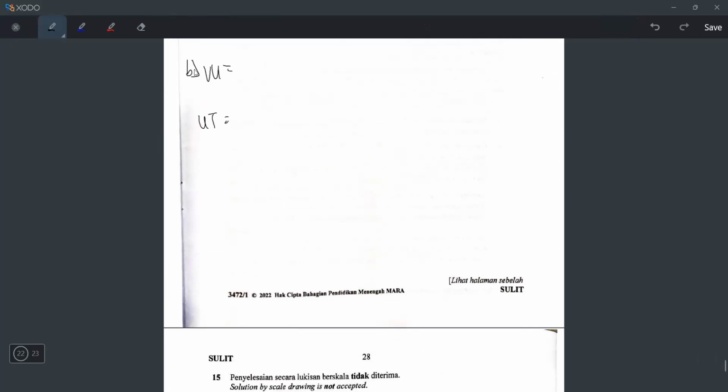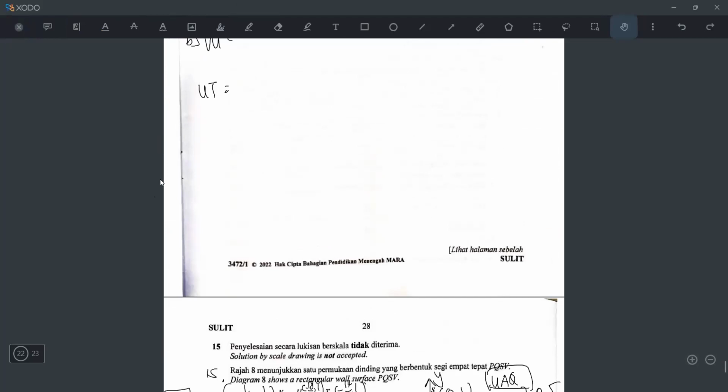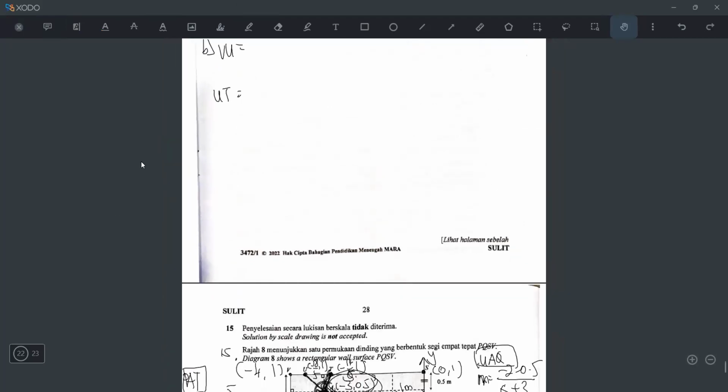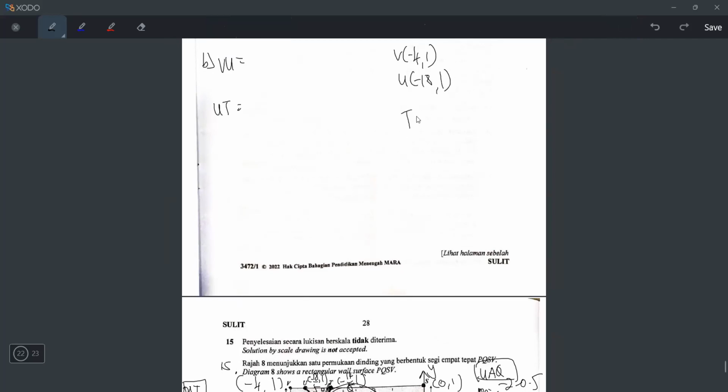So how to find the distance of VU? If you look from here, okay, let's make it smaller. If we look from here, the V coordinate is negative 4, 1, right? And then the U coordinate is negative 18 over 5, 1. And the T coordinate is negative 14 over 5, 1.